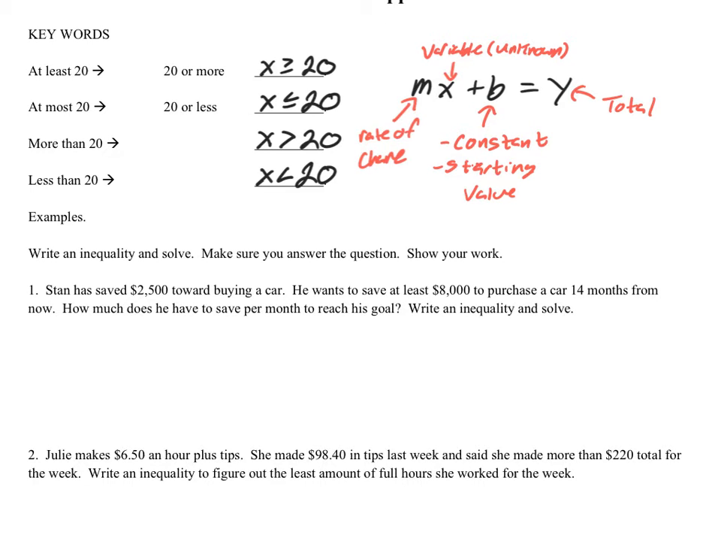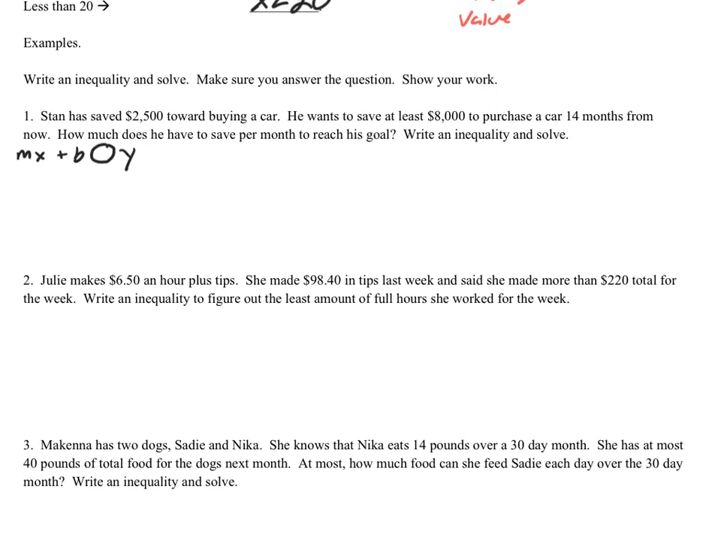Okay, so for the first one, I'm just going to write this as a reference point: mx plus b equals y. Except instead of an equals, I'll put a little circle there, because we're describing an inequality at this point. Okay, so Stan has saved $2,500 towards buying a car. He wants to save at least, which we should underline because that seems like one of those inequality words, at least $8,000 to purchase the car 14 months from now. How much does he have to save per month to reach his goal?